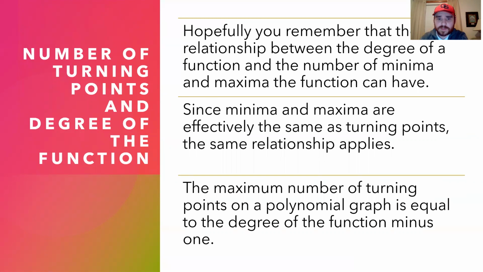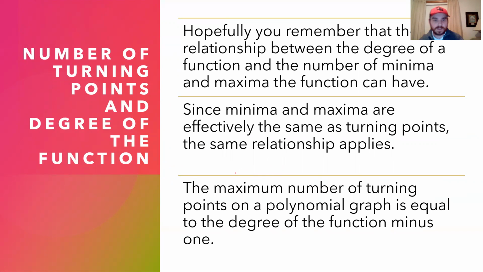The maximum number of turning points on a polynomial graph is equal to the degree of the function minus 1. So again, quadratic function with x squared, you would have 1 turning point maximum. For x cubed, you'd have 2. X to the 7th, you'd have 6 turning points maximum. And like I said earlier, it's not necessarily the case that they'll always have that many.